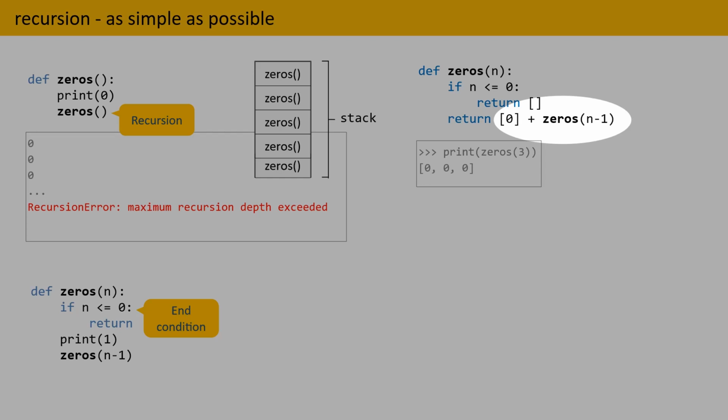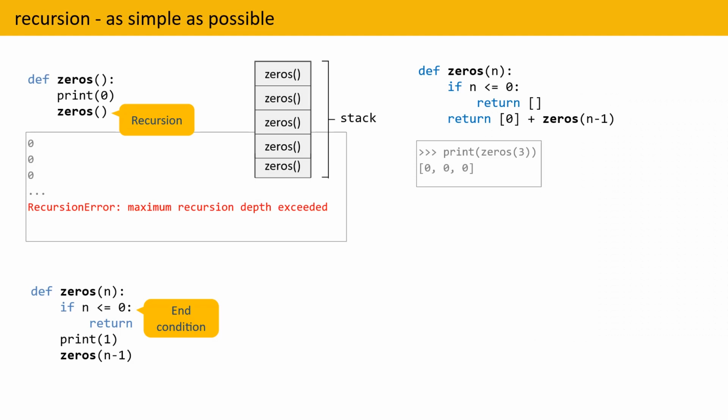calling zeros for n-1. That means we are creating a list with n items by creating a list with 1 item and then appending a list with n minus 1 items, which itself is created by creating a list with n minus 2 items, and so on until we add the empty list.